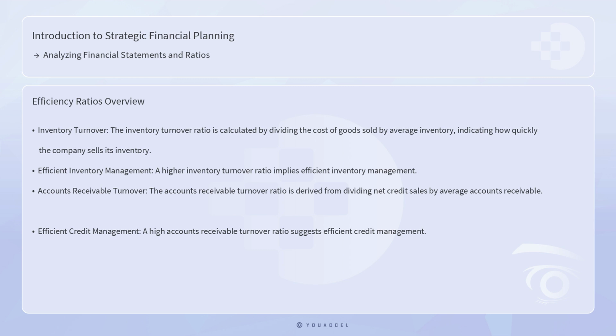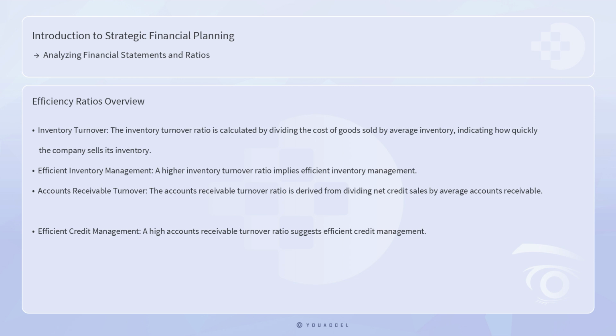Efficiency ratios, including the inventory turnover ratio and accounts receivable turnover ratio, measure how effectively the company utilizes its assets. The inventory turnover ratio is calculated by dividing the cost of goods sold by average inventory, indicating how quickly the company sells its inventory. A higher inventory turnover ratio implies efficient inventory management.